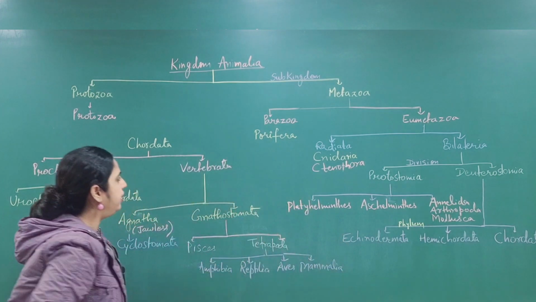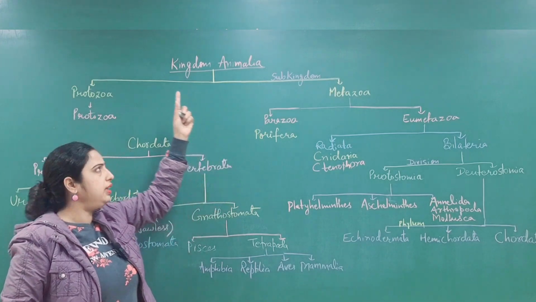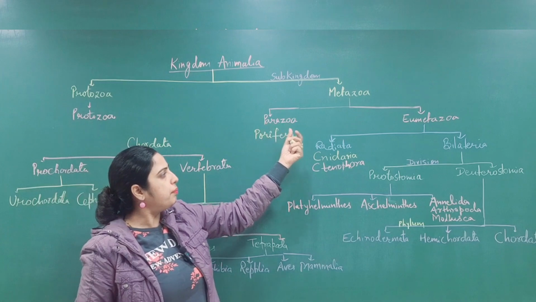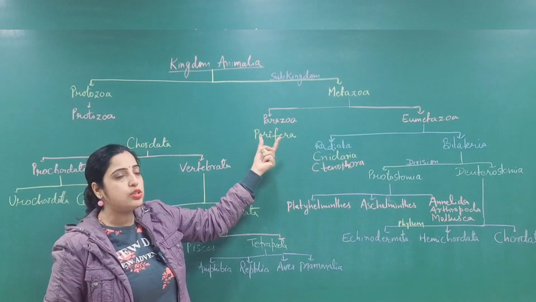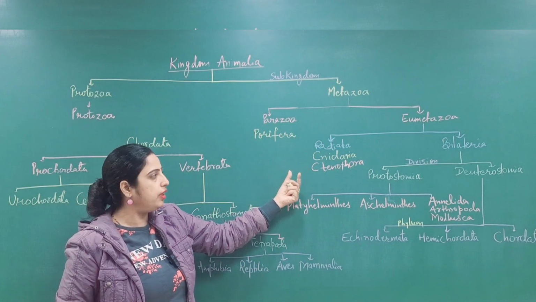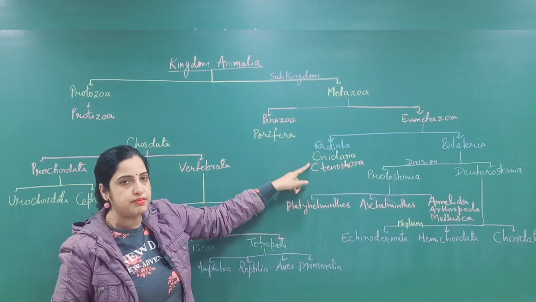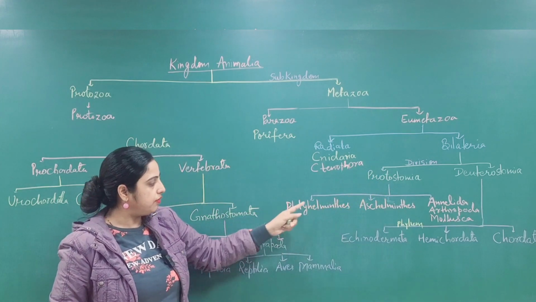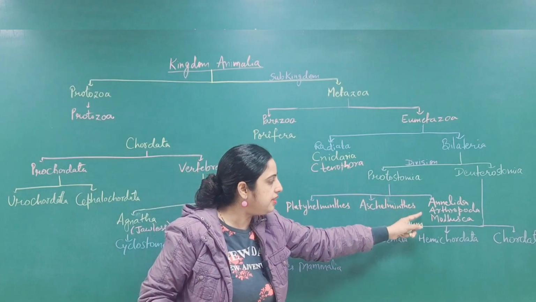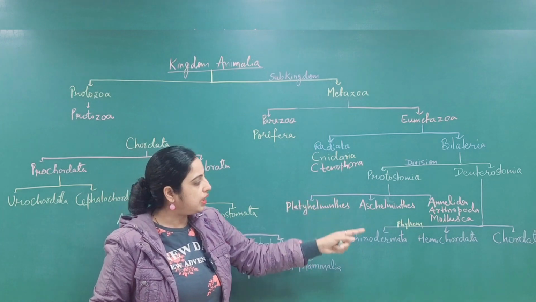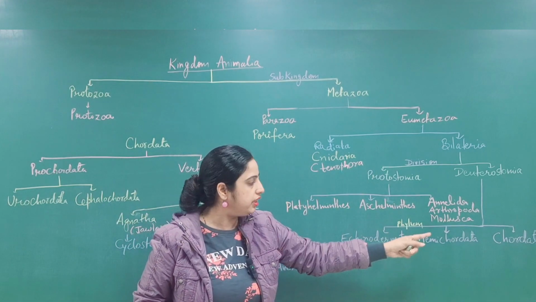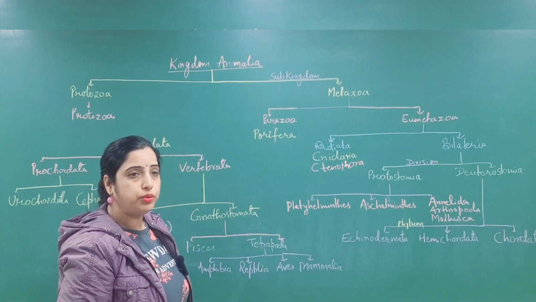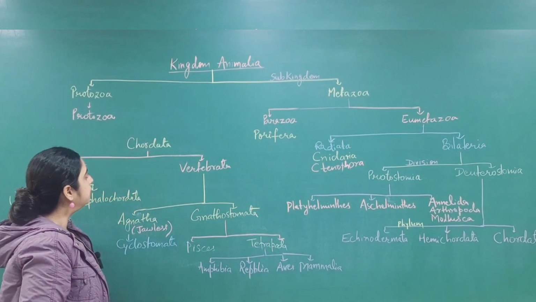Once again, I am repeating: we have read about the kingdom Animalia, which is classified into protozoa and metazoa. Metazoa is further classified into parazoa and eumetazoa. In parazoa we study Porifera, and in eumetazoa we have two phyla, Cnidaria and Ctenophora. In protostomia we have platyhelminths, aschelminths, Annelida, arthropoda, and mollusca. Then we have echinodermata, hemichordata, and chordata in deuterostomia. Just let me know what deuterostomia is. If you don't know, I'll explain in further videos.